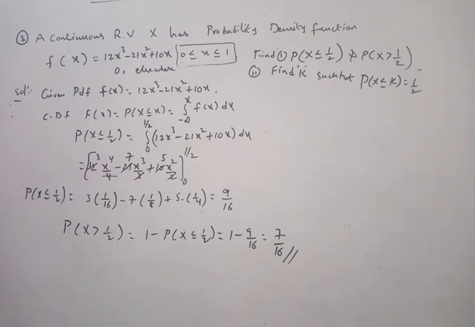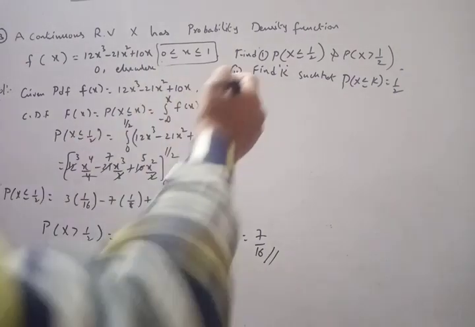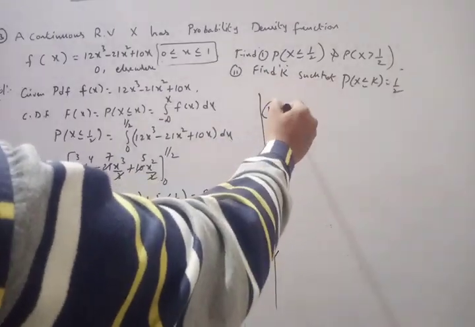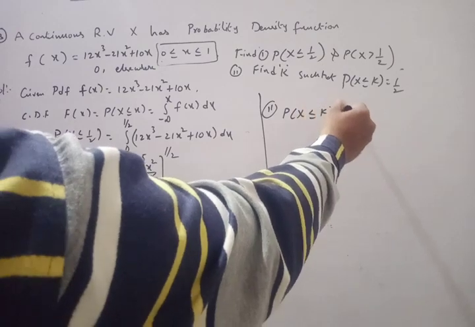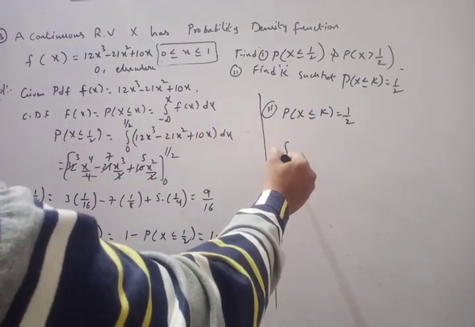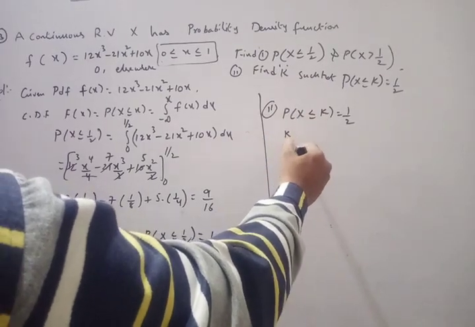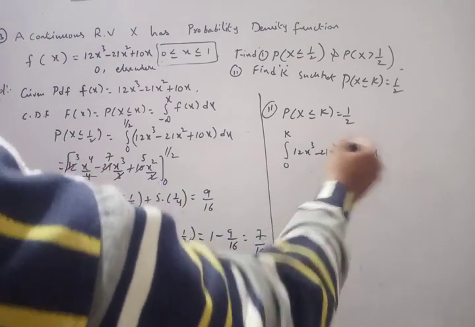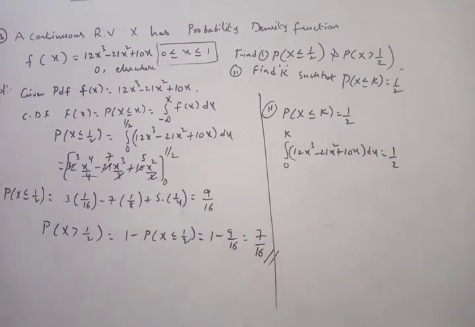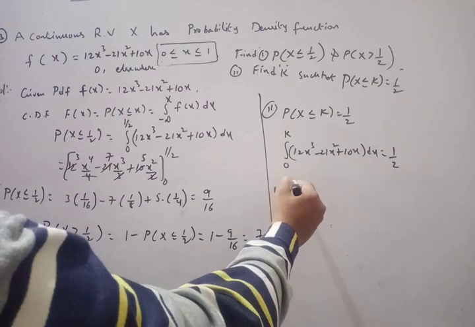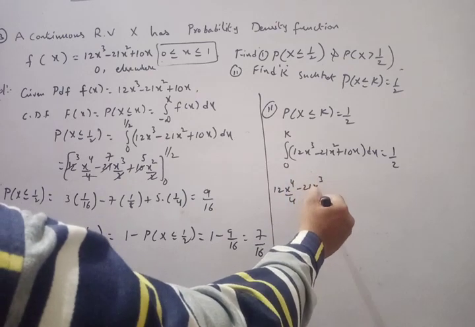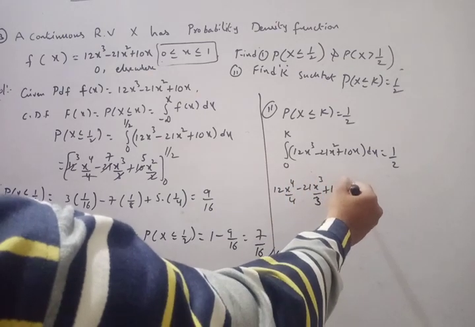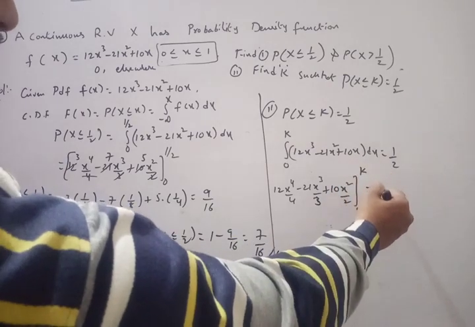Now what is the next bit he is asking? Find k such that P of capital X is less than or equal to k is equal to 1 by 2. See here, that means we have to find the value of k. He gave P of X less than or equal to k is equal to 1 by 2. That means the integral from 0 to k of f of x, where f of x is 12x cube minus 21x square plus 10x dx, is equal to 1 by 2. Correct? Now integrate here: 12 into x power 4 by 4, 21x cube by 3, plus 10x square by 2. Limits are 0 to k, equal to 1 by 2.